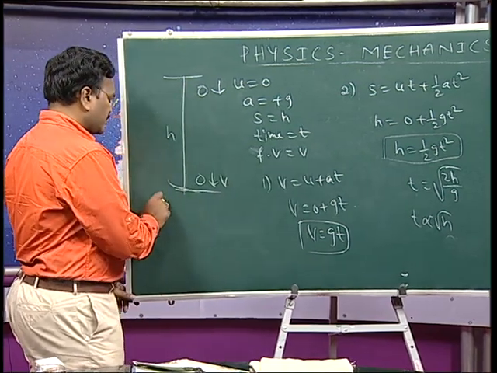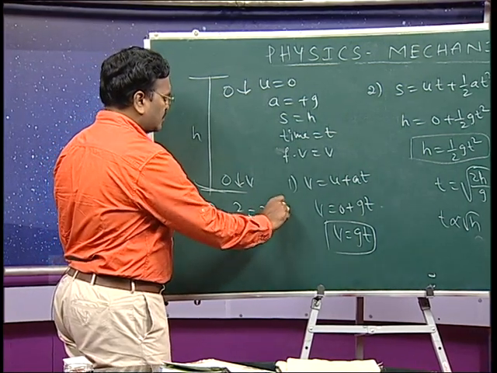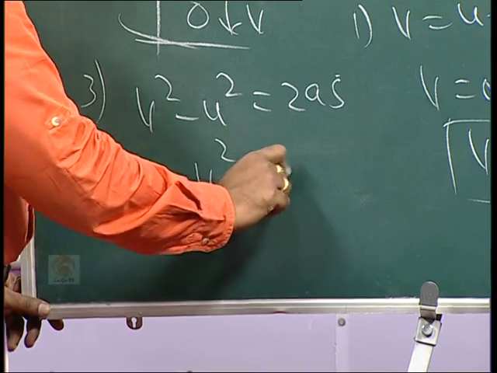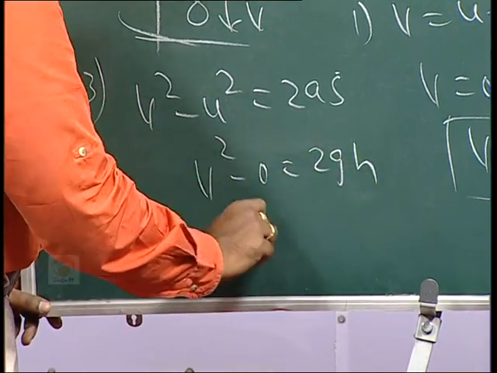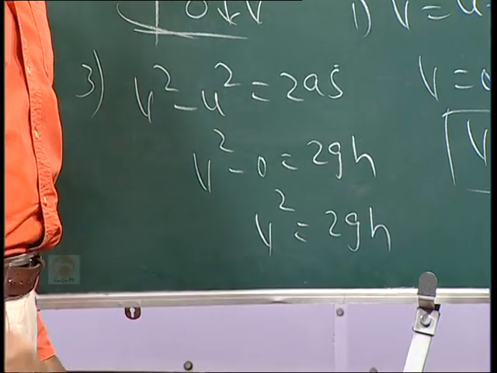Third equation of motion. What is that? V square minus u square is equal to 2as, with u equal to 0. So, v square minus 0 is equal to 2gh. So, v square is equal to 2gh.